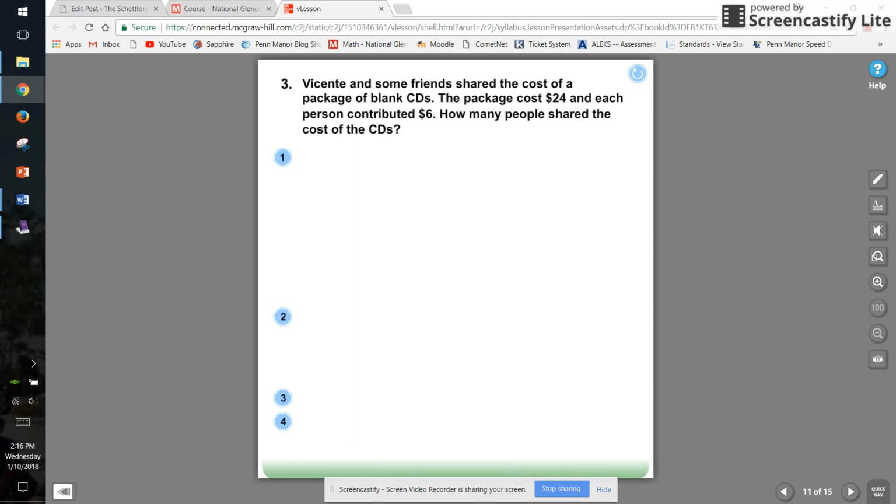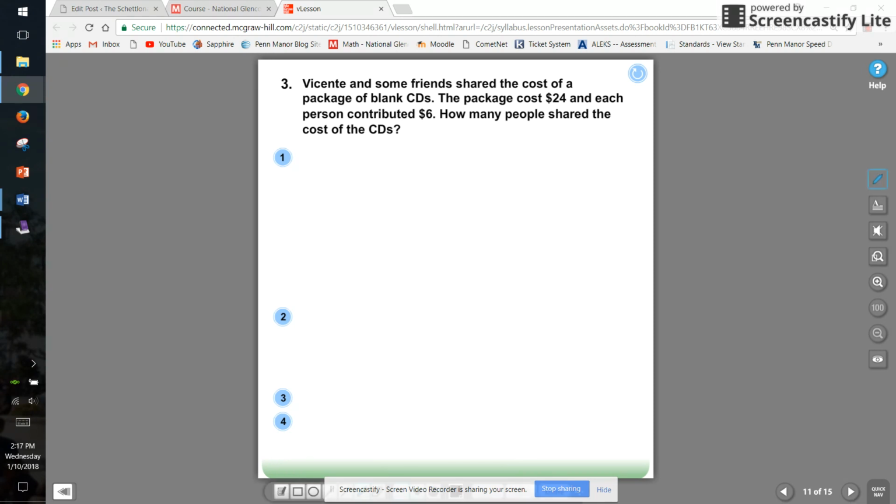Asante and his friends shared the cost of a package of blank CDs. The package cost $24 and each person contributed $6. How many people shared the cost of the CDs? We're writing multiplication problems. Even though this feels a lot like a division problem, yeah, I agree, we're just kind of reverse engineering.